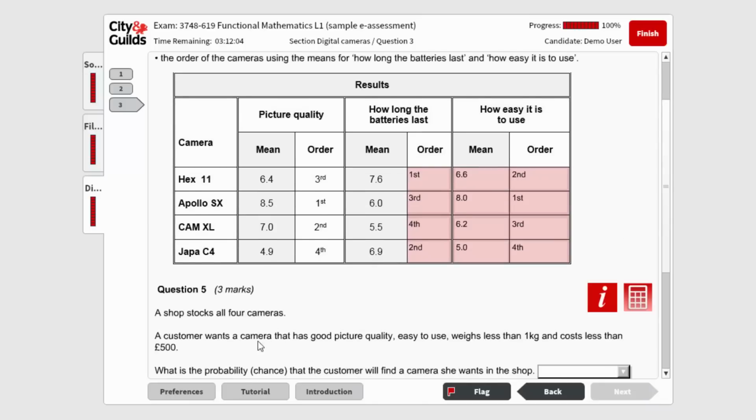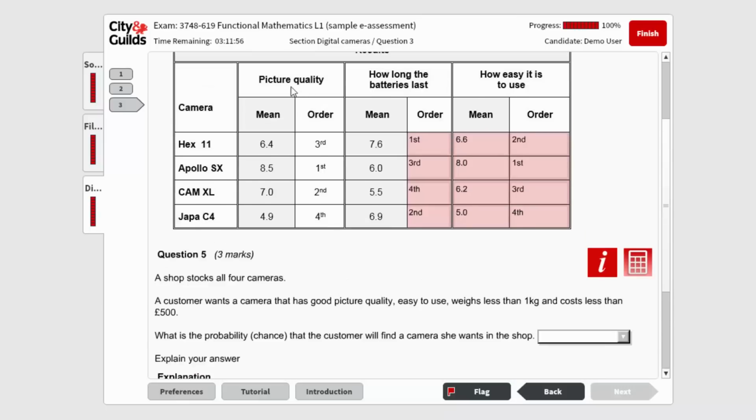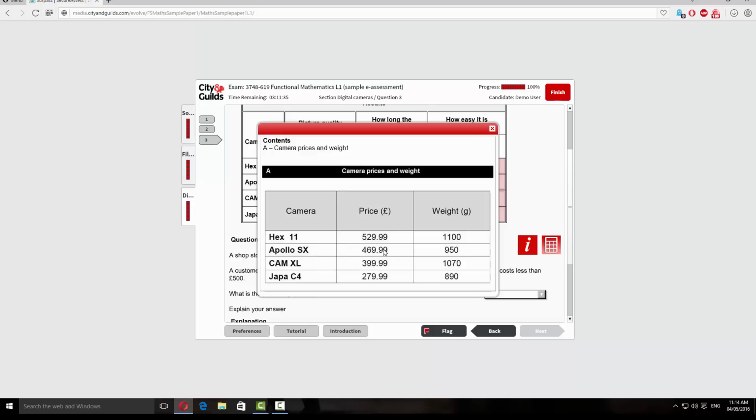The shop stocks all 4 cameras. Customer wants a camera with good picture quality, that's easy to use, weighs less than 1 kilogram, and costs less than £500. What is the probability or chance that a customer will find a camera she wants in the shop? So we're looking for ones which are good picture quality and easy to use. You can see the Japper is not really either of those. CamXL, not bad to use, and the Hex, middle of the road for both. The Apollo SX, though, is both very good, very easy to use, and very good picture quality.